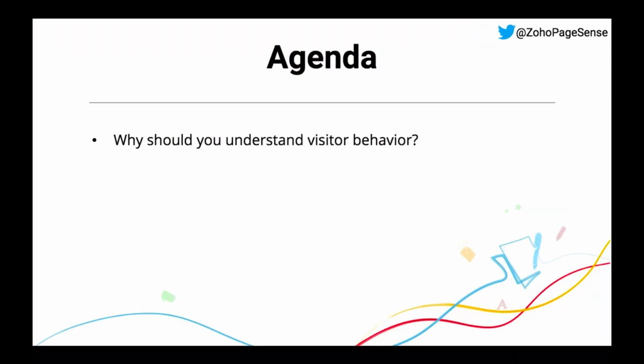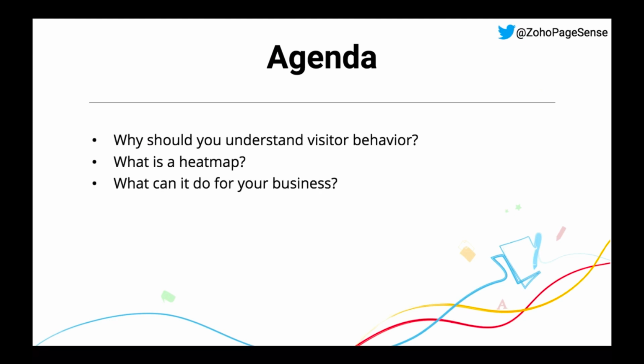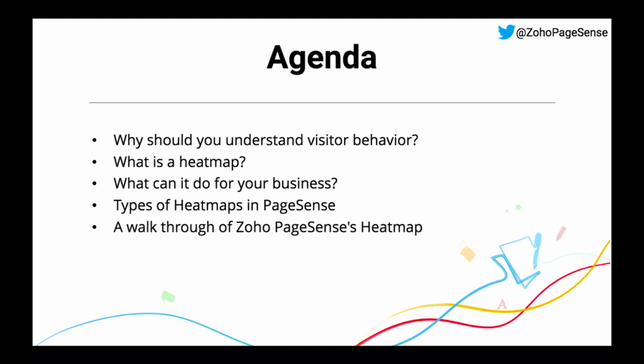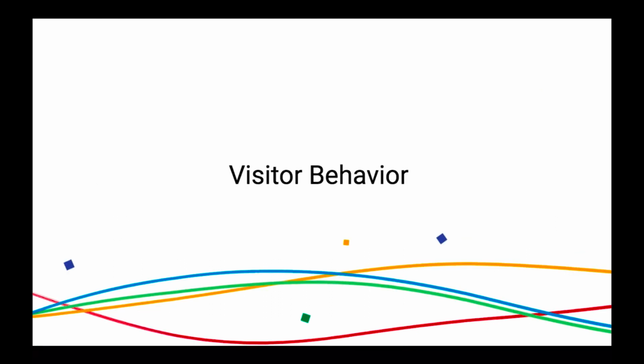The agenda for today goes like this. Why you should understand visitor behavior, what is a heat map, what can it do for your business, types of heat maps in PageSense, and then Vignesh will give you a comprehensive walkthrough of Zoho PageSense's heat map feature. And finally, we'll have the Q&A session. So if you have any questions during the course of the webinar, you can just send it to us and we'll take them up at the end of the session.